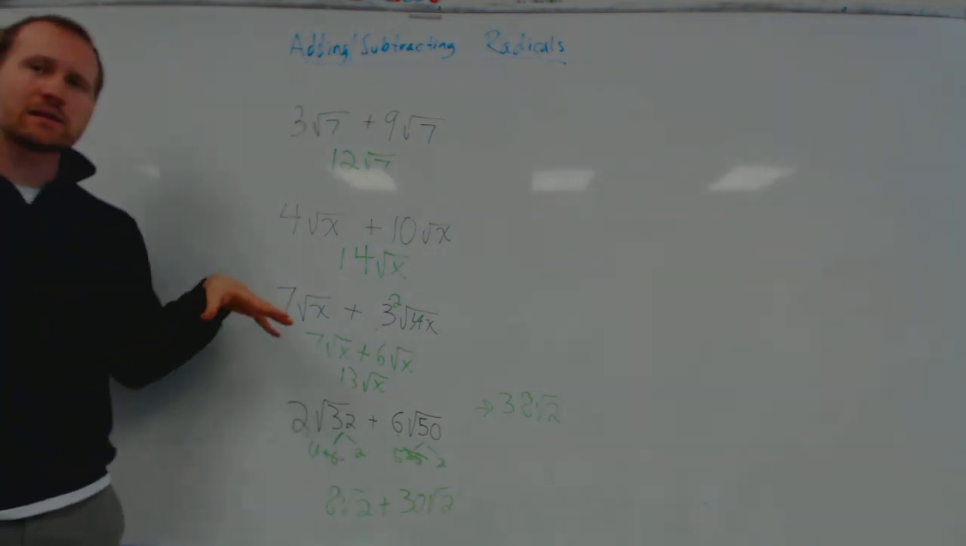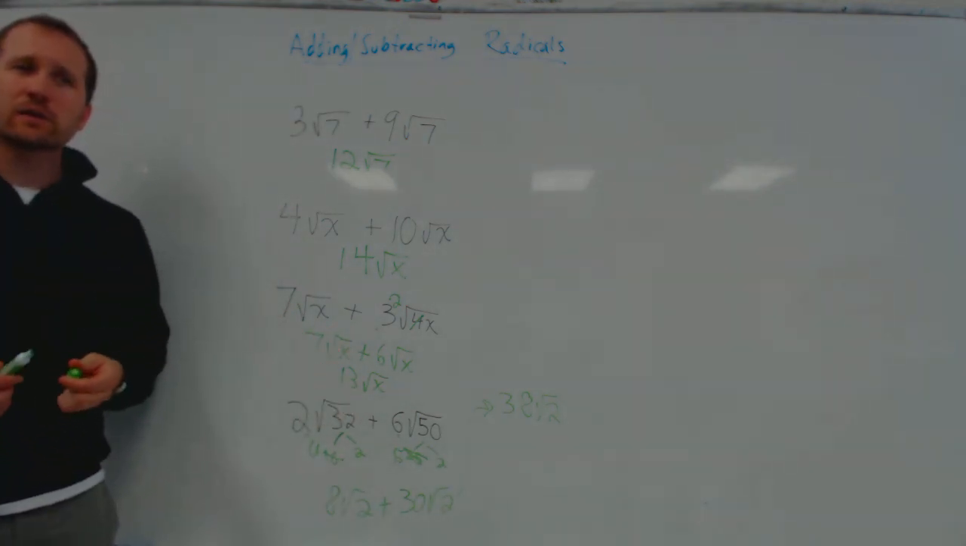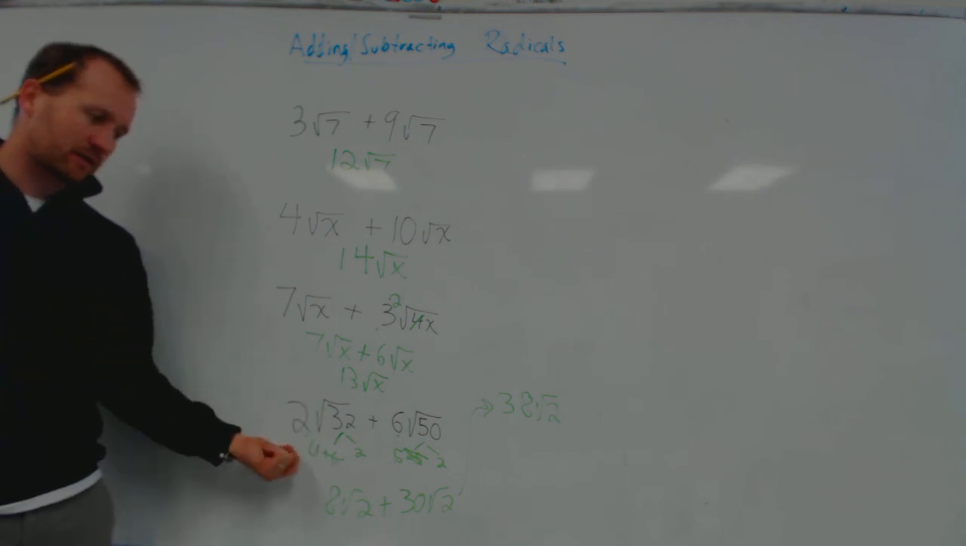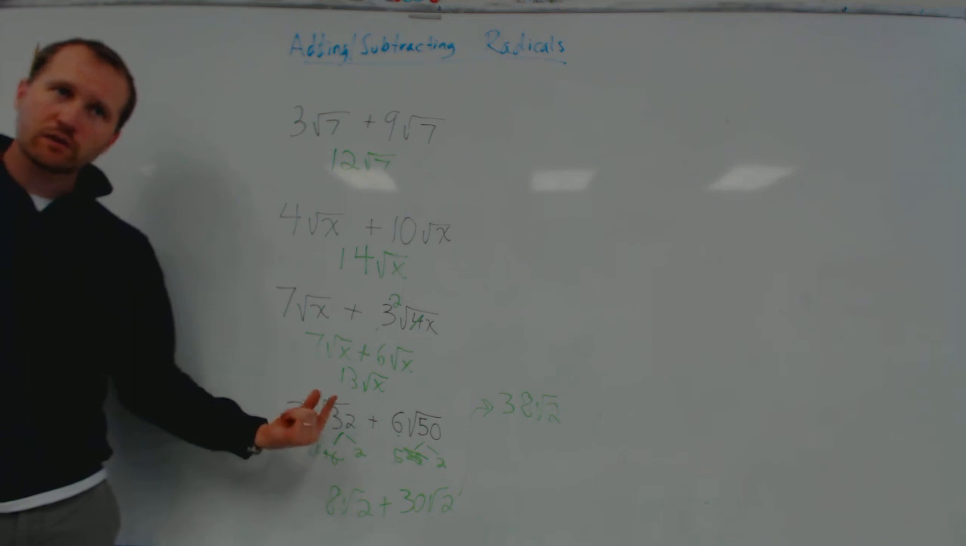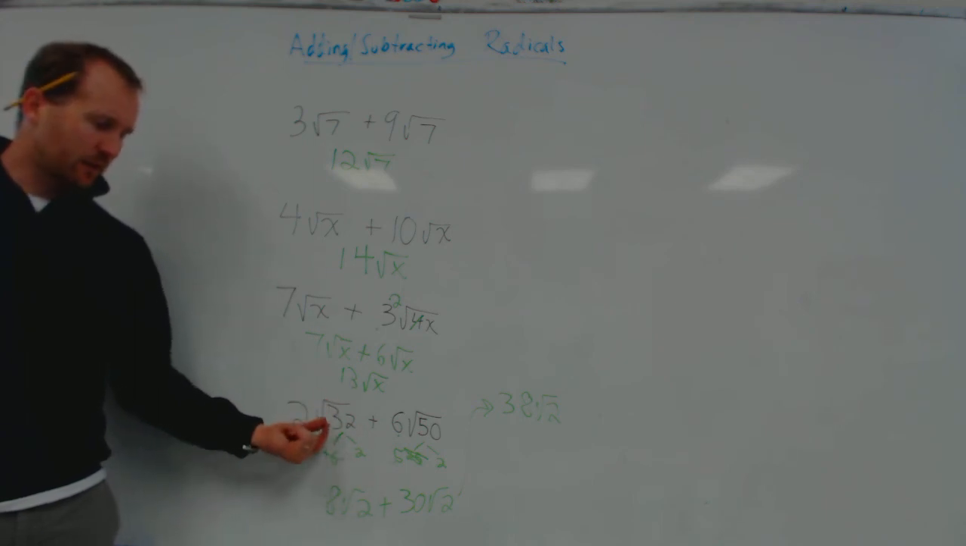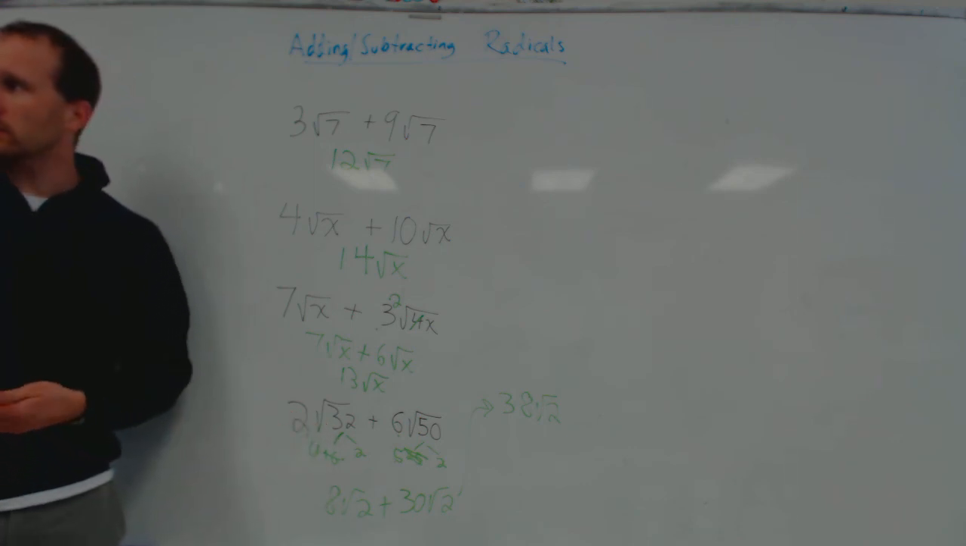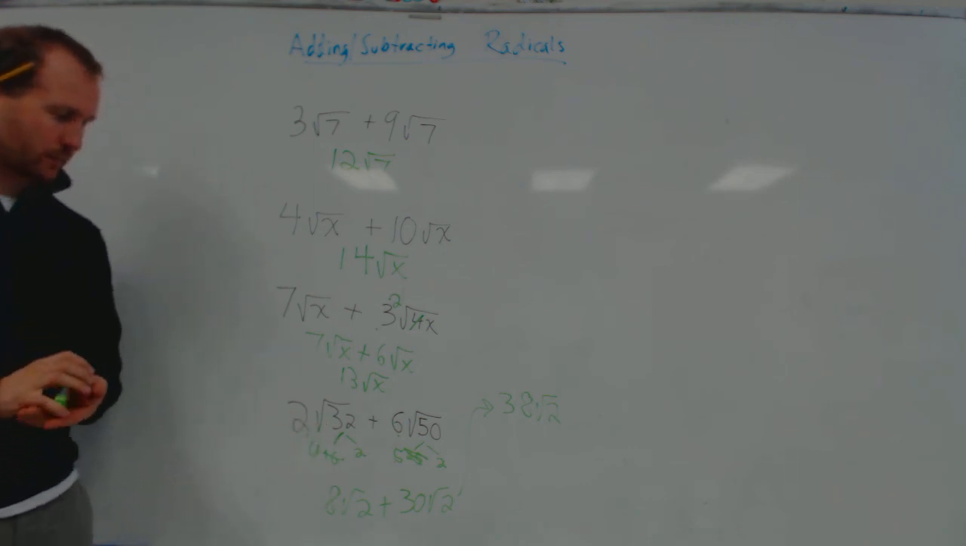So you can see why we had to learn simplifying first, right? In order to add radicals, you sometimes have to simplify the radicals first. So make sure you've mastered that skill. If you feel like you still need some practice with that, let's ask some questions. Let's look at those. All right.